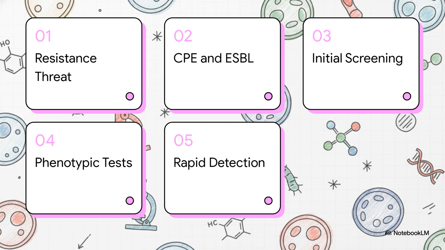Here's how we're going to break this down. First, the antibiotic resistance threat. Second, understanding CPE and ESBL. Third, initial screening for resistance. Fourth, phenotypic confirmation tests. And finally, rapid biochemical detection methods. Let's get right into it.